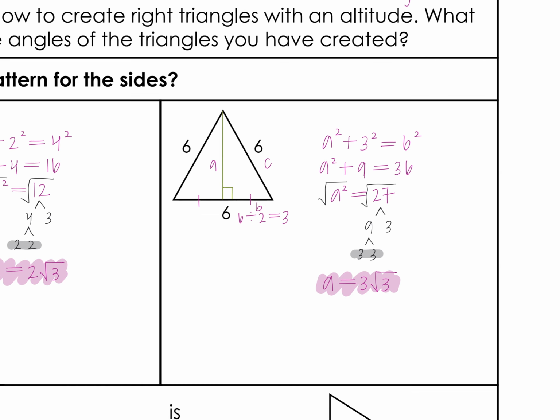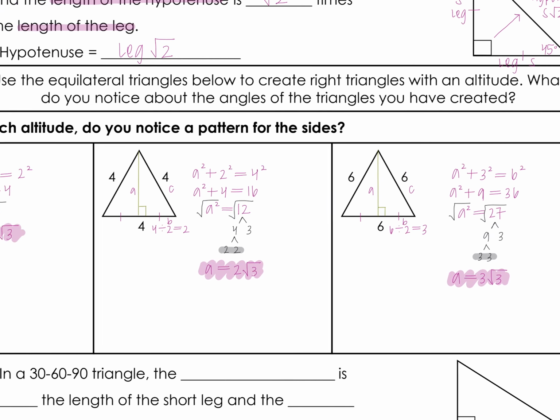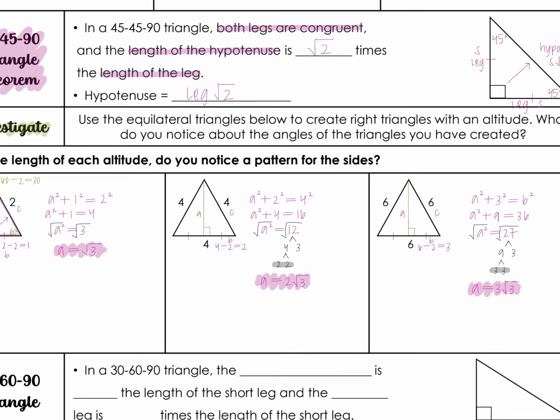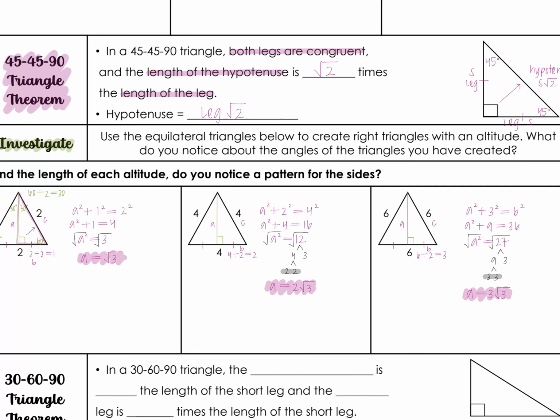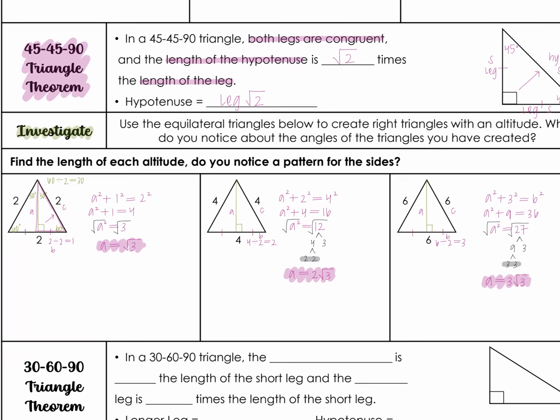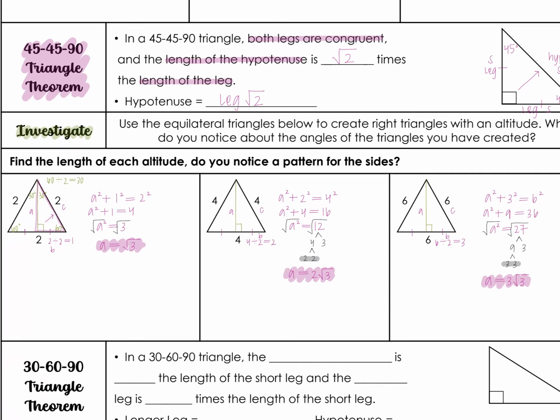All right, so now that we've finished all 3 of those, let's see if there is a pattern happening between them. All right, so if we compare, in the first one, we had that my A was root 3. In the middle one, we had 2 root 3, and then 3 root 3. Okay, so we notice that they all, with that altitude, are going to have a root 3. But where are they getting the coefficients? Okay, well, let's look and see.